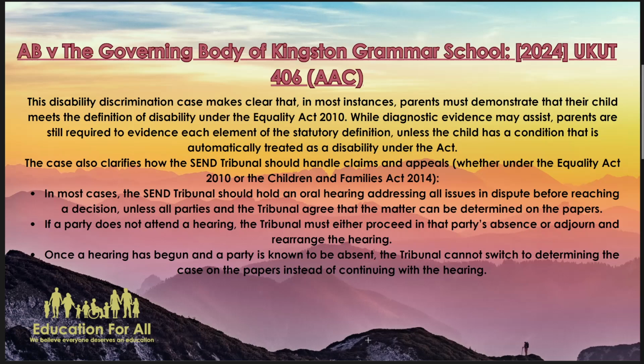If a party does not attend a hearing, the tribunal must either proceed in that party's absence or adjourn and rearrange the hearing. Once a hearing has begun and a party is known to be absent, the tribunal cannot switch to determining the case on the papers instead of continuing with the hearing. So basically, what this is saying is that it's down to the parent to prove that the child meets the Equality Act 2010's definition of disability. It also clears up how a hearing should be run, who should attend, and whether, when and where a paper hearing can be done.